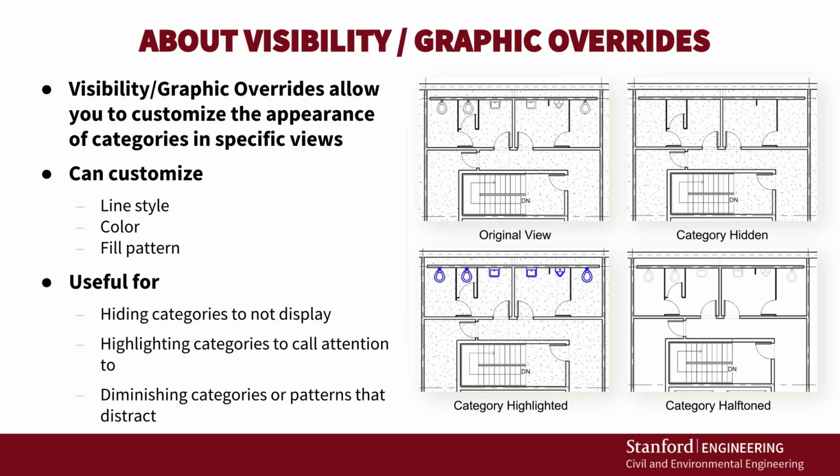Visibility graphic overrides allow you to customize the appearance of the categories that appear in specific views. You can customize the line style, the color, or even the fill pattern that is used to display a category. Visibility graphic overrides are very useful for hiding categories that you don't want to display in a view. You can also use them to highlight categories to call attention to a specific category, or to diminish categories or patterns that might be distracting from what you're trying to communicate in that view.